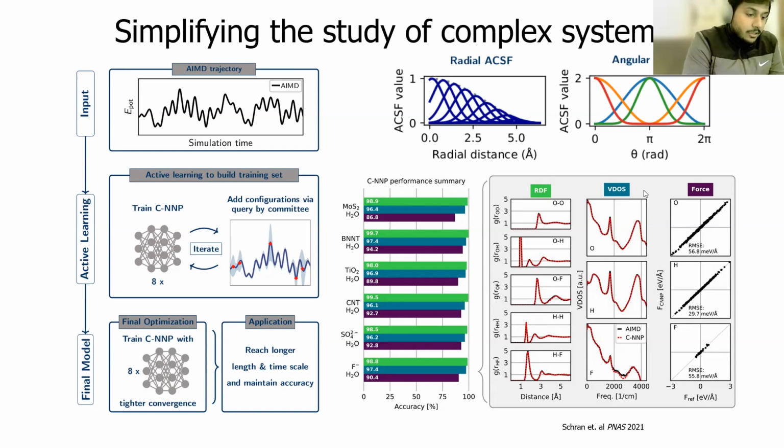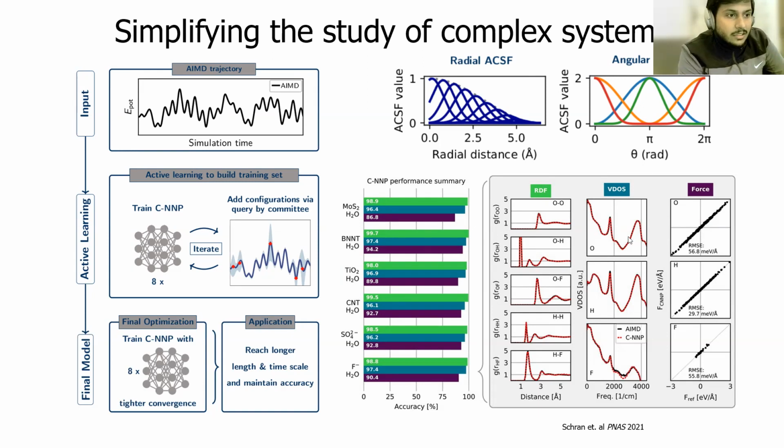But then it also looks at dynamical properties. This is called the vibrational density of states, and what that really gives you is some sort of a vibrational spectrum. You can compute this for every atom and compare against the short ab initio trajectory. You can validate whether you have a good agreement or not. And finally, you get some metrics on how good your force predictions per atom are, because at the end of the day, your molecular dynamics is going to be driven by your forces and not your energies, right? So this was really the approach.